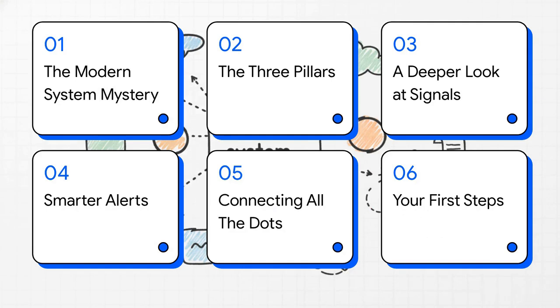So, here's our game plan. We'll kick things off with the modern system mystery. Basically, why our old tools are failing us. Then, we'll introduce the famous 3 pillars, which is your new toolkit. After that, we get really practical. We'll look at how to create powerful signals, build alerts that are actually smart, and then, the best part, connect all those dots to solve problems way, way faster.